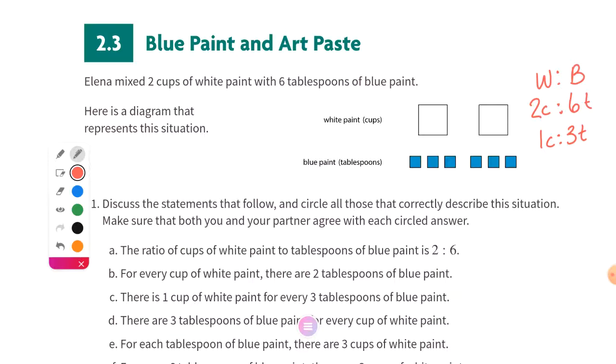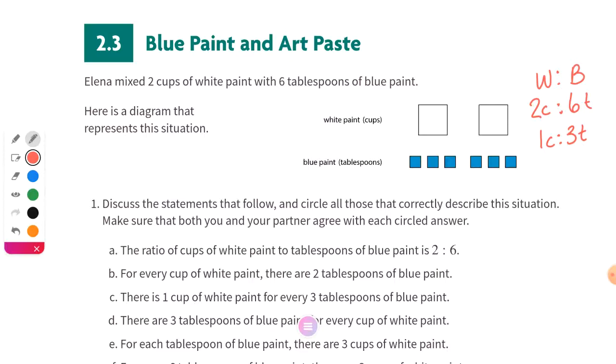TBSP. Okay, so now let's read our choices, because that's about all we can do with it, but we could say that a lot of different ways. So A says the ratio of white to blue is 2 to 6. So let's check ours. We did white to blue, 2 to 6. Do we agree with that one? Yes. So let's circle it.